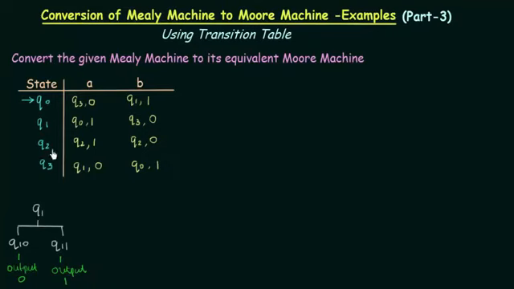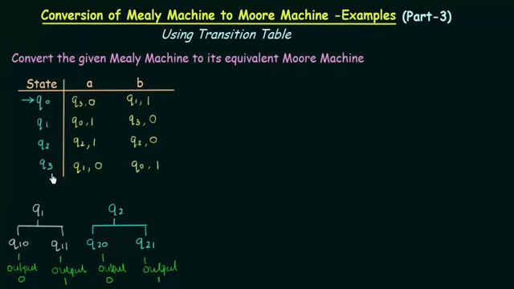Let's check state Q2. In this column we see that Q2 is giving output 1 and in this column it is giving output 0. So Q2 is also giving two different kinds of outputs. So I have to split state Q2 as well. So let me split this state Q2 into two states, which I will call state Q20 and state Q21. And this will be used for the output 0 and this will be used for the output 1.